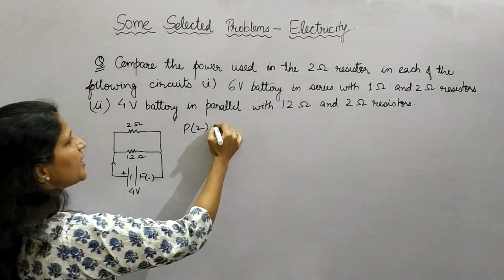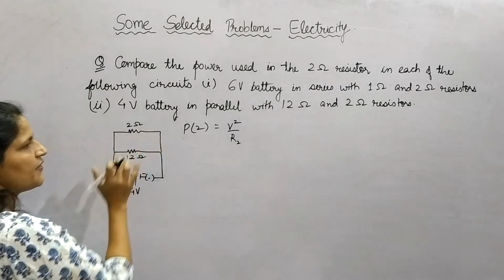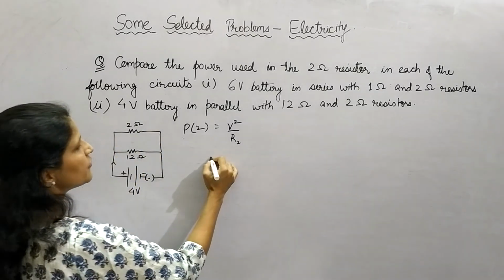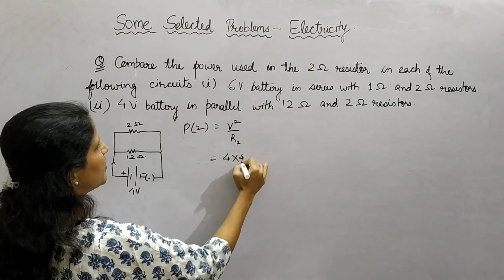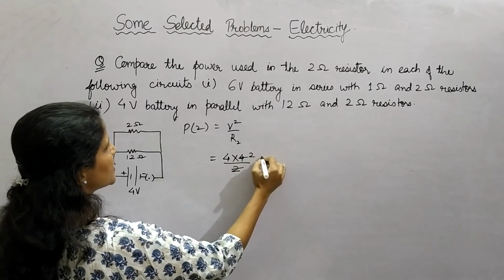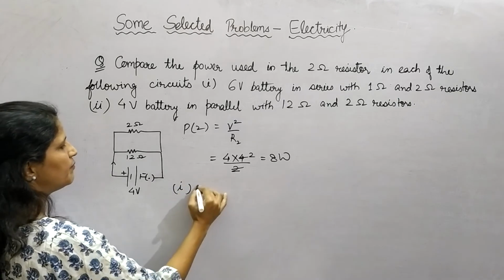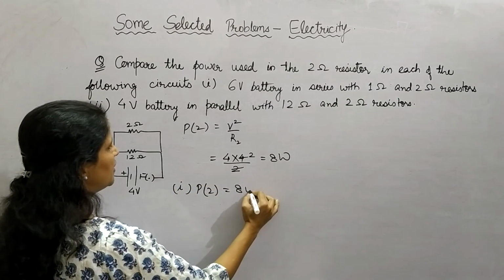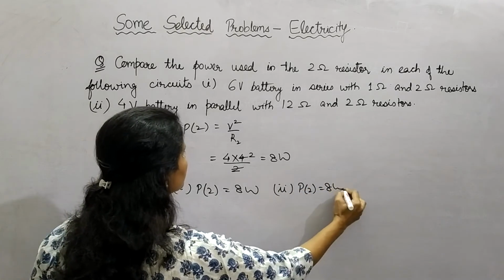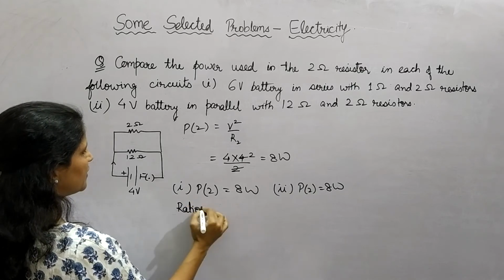So P2 will be equal to V square by R2 in this case, because I can do it directly when I know that I don't have to find something else extra here. So V square will be equal to 4 multiplied by 4 and R2 will be equal to 2 in this case. So this again gives us 8 watt. So we find that in the first case power at 2 ohm was also 8 watt, and in the second case power at 2 ohm was again 8 watt. So the ratio comes out to be 1:1, which is required in the question.